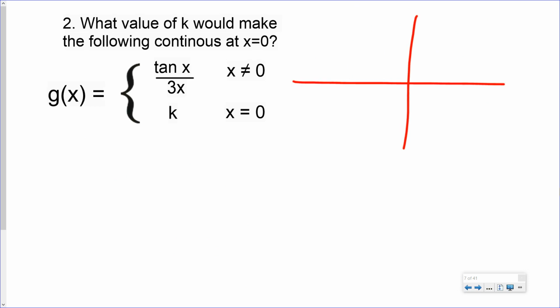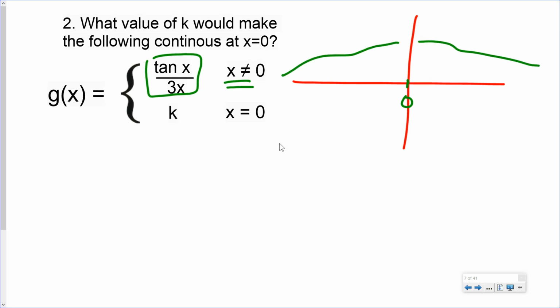Okay. So guys, let's look at this problem up here. If on a test I said, hey, look at this piecewise function and tell me what value of k would make this continuous, can you do it? Where's your breakpoint on this problem? 0. Okay, so I'm going to put in my breakpoint. If I look at this problem carefully, it says anytime that x is not equal to 0, I have this function going on, tangent x over 3x. Where on my axis is x not equal to 0?